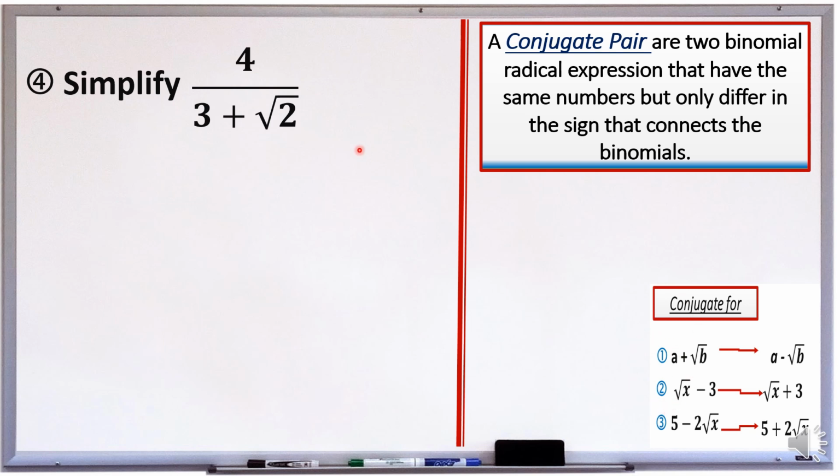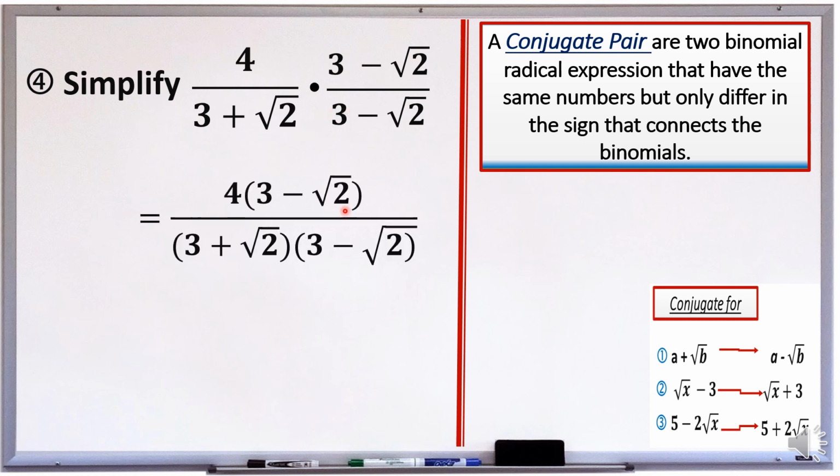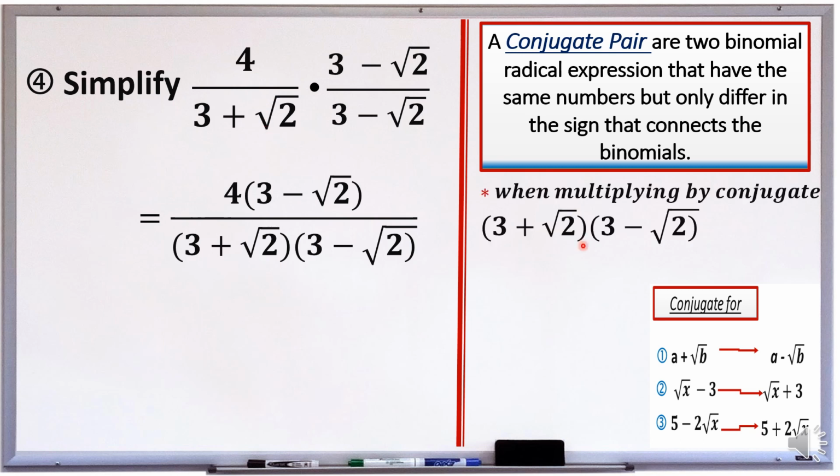Now, the conjugate of 3 plus square root of 2, of course, will become 3 minus square root of 2. Again, ang gagawin po natin dito after natin makuha yung conjugate ng ating denominator, we're going to multiply numerator to numerator and then denominator to denominator. Magiging ganito po yung ating process. Dito sa pag-multiply ng conjugate natin sa denominator, pwede natin gamitin yung process na to.